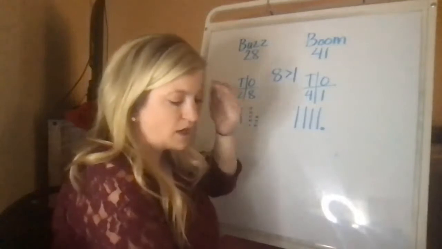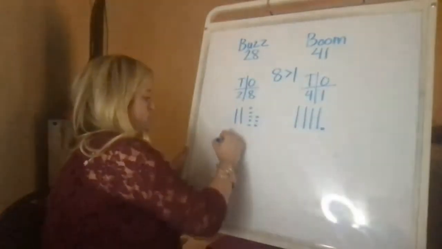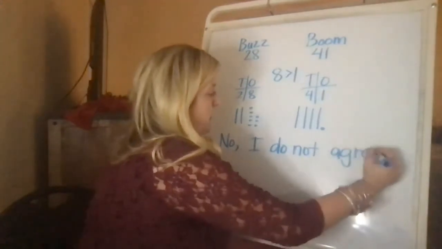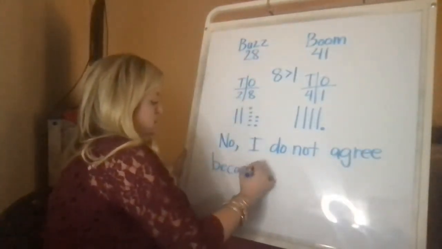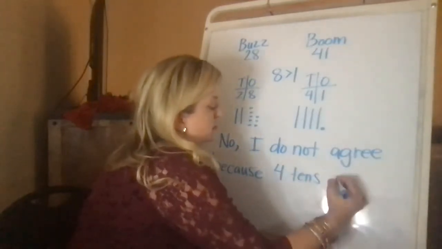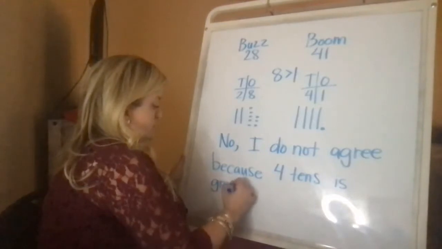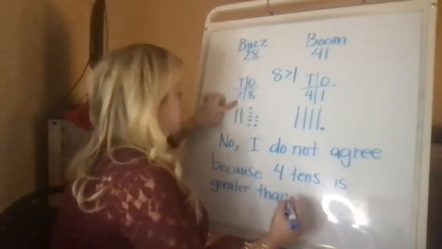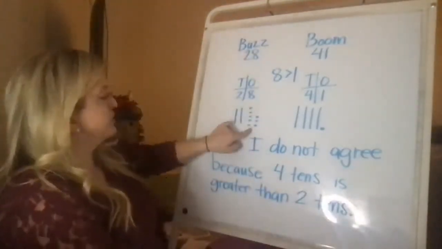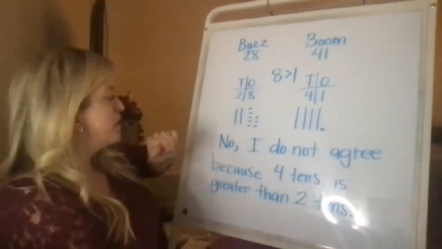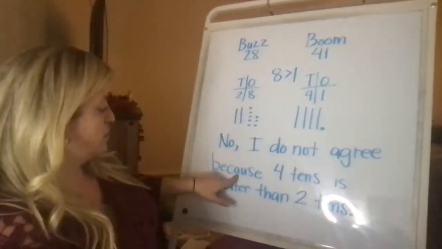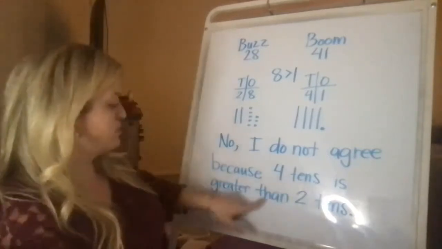So Buzz says he has more rocks than Boom because 8 is greater than 1. So no, comma, I do not agree because 4 tens is, write this down, greater than 2 tens. So he may be looking at the ones, and yeah, he definitely has more ones. He has 8 and Boom has 1. But what really matters are the tens. No, I do not agree, because big elephants can't always understand small elephants. 4 tens is greater than 2 tens.